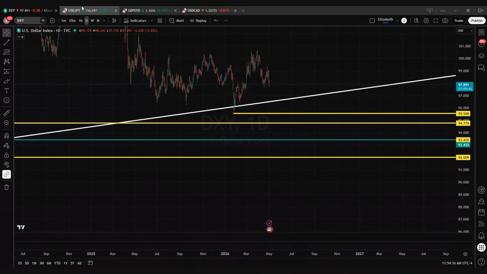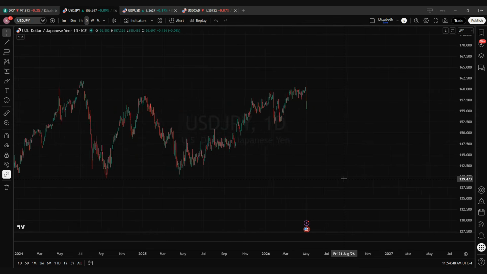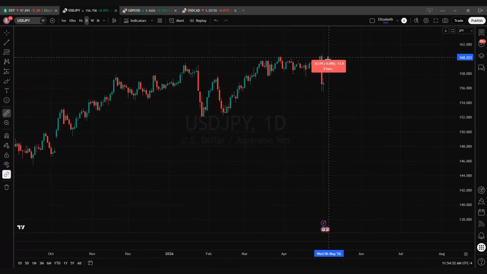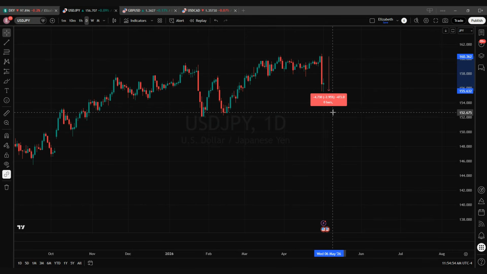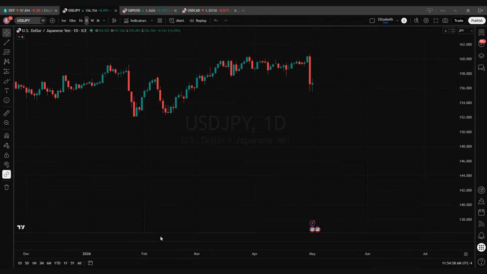Whatever works for you. All right, let's go over to the next chart, which is the USD JPY. So the US dollar to the yen. Look at this big drop here. Wow. In one day, a 3% move down. It's not unheard of. We had it back just in January.